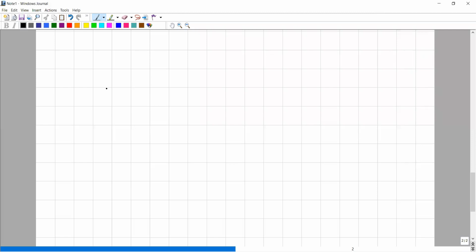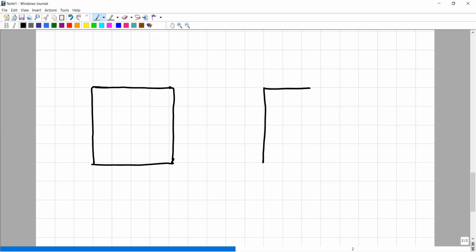So now we will understand how conductor and insulator behave in an electric field. Let's say this is a conductor and this is our insulator. Now, conductors, you already know, allow the flow of charge. Insulators do not allow too much flow of charge.